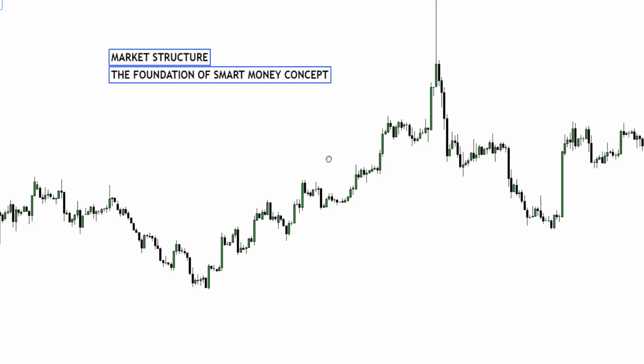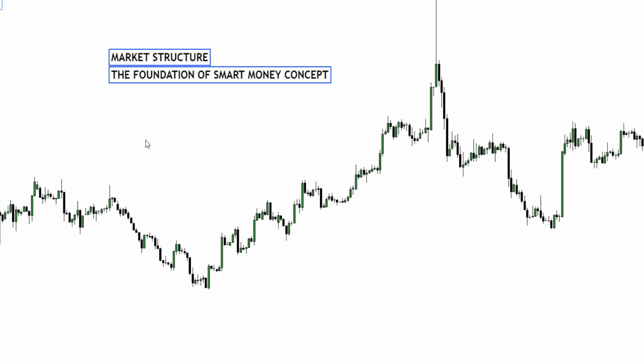All right, so I'm going to go through the very basics. I want to teach you how to mark structure correctly, and how to go from one time frame to another to mark your structures without getting confused. All right, so let's get into it. I'm using gold because I'm getting a lot of requests that I should use gold for my analysis. Let me show you how to do market structure.